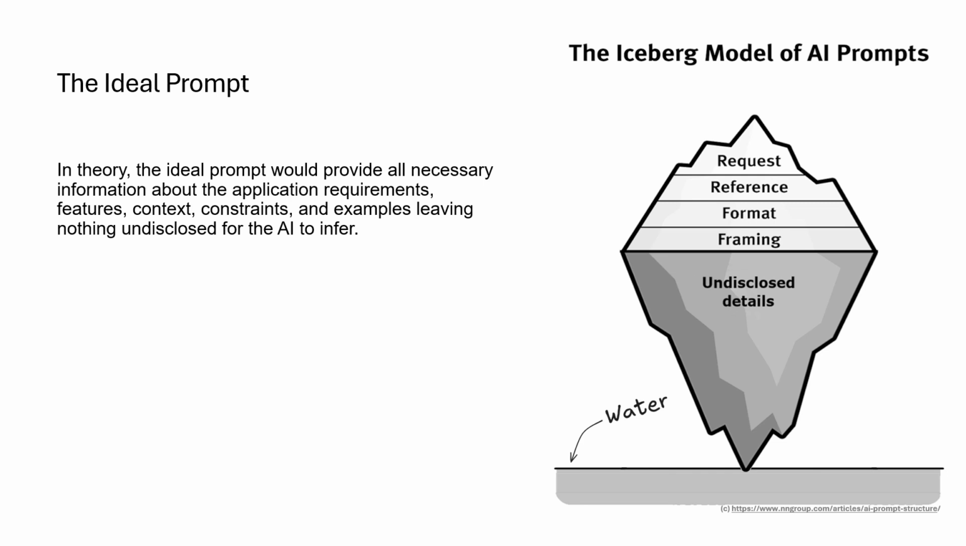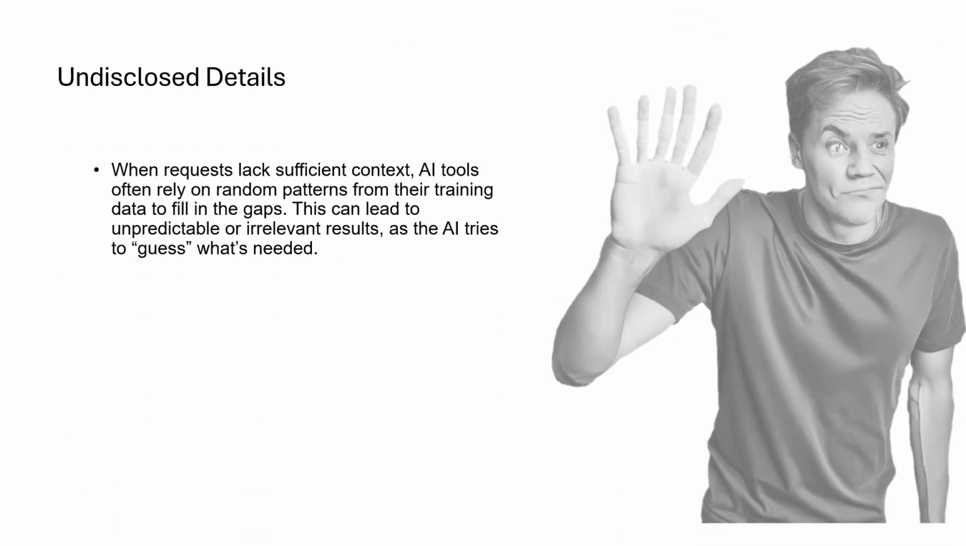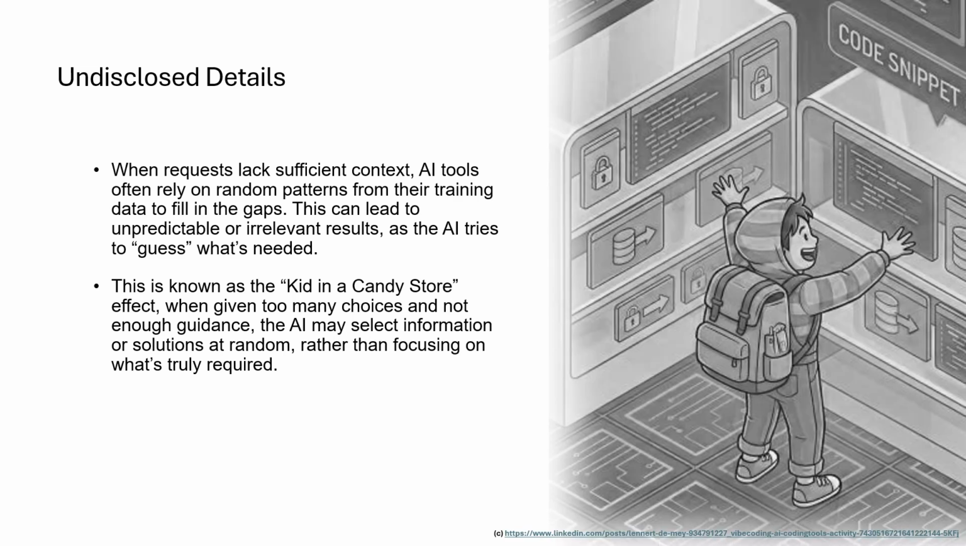It also highlights a key challenge, finding the right balance between providing enough detail and keeping the process efficient when designing your prompts. When a query contains only limited information, AI tends to fill in the gaps by relying on random patterns from its training data. This can result in unpredictable or even irrelevant outcomes, as the AI essentially tries to guess what you want. This phenomenon is sometimes called the kid in a candy store effect.